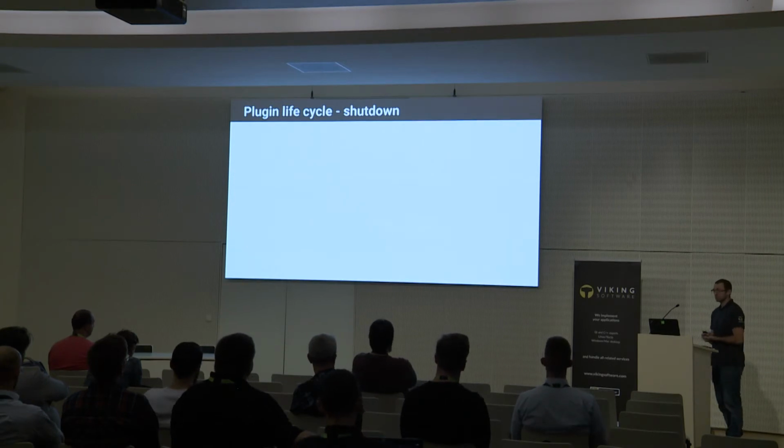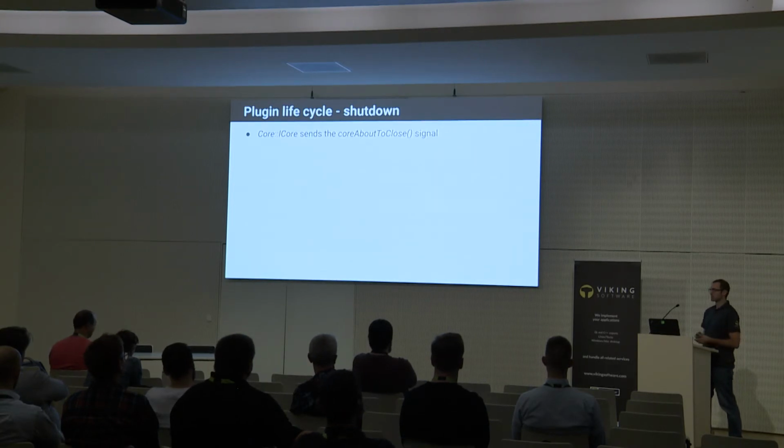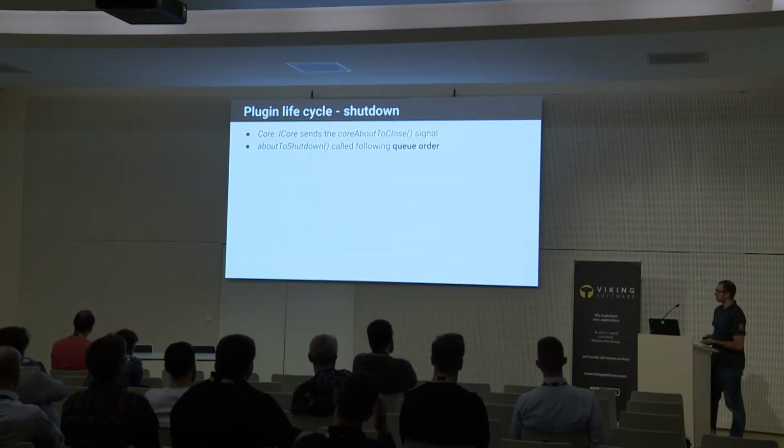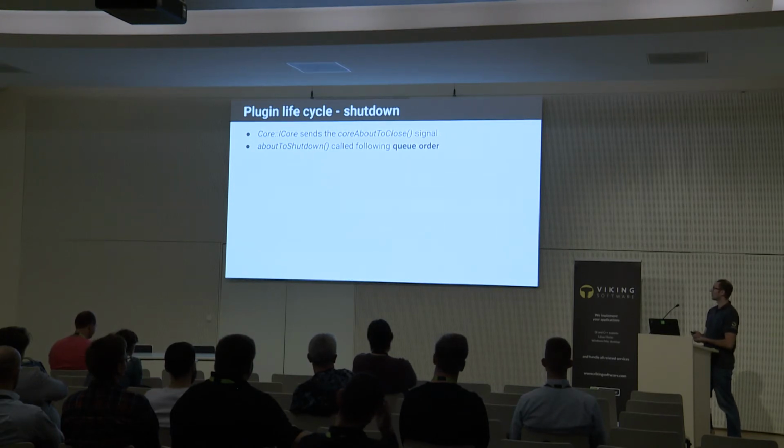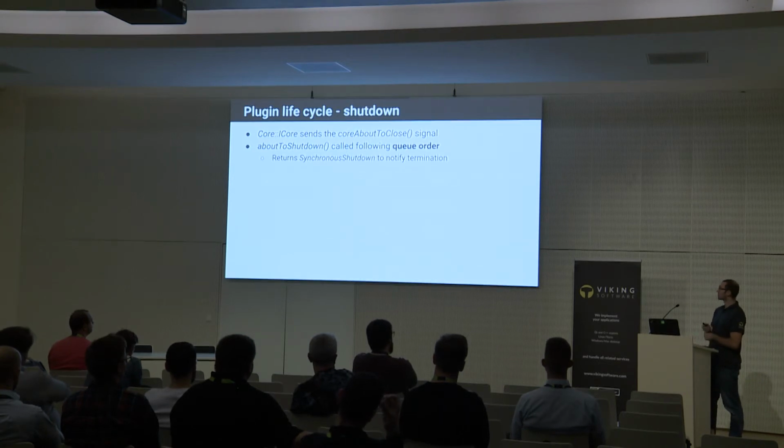Similarly, when we close Qt Creator and terminate the application, there's a shutdown procedure, and we get another signal sent from core, so we know that the application is closing. Then the aboutToShutdown function is called for every plugin according to the queue order. And for this function, you have two options.